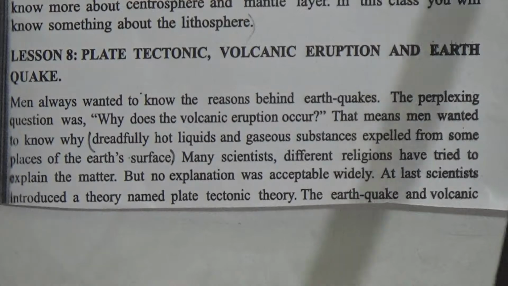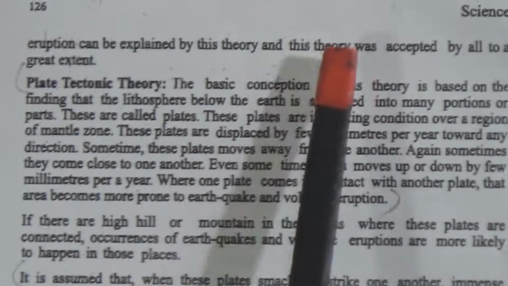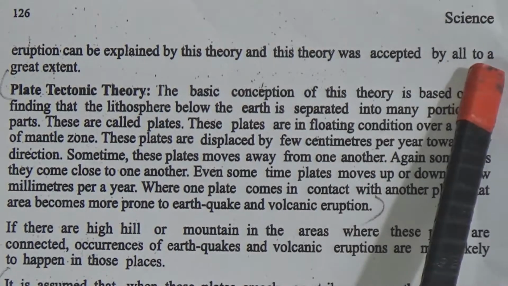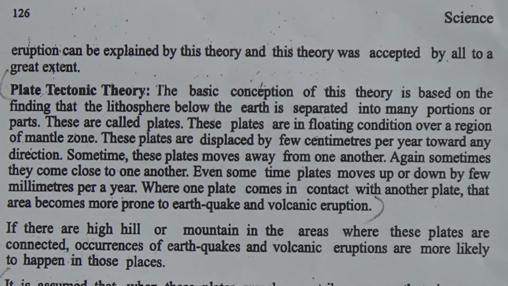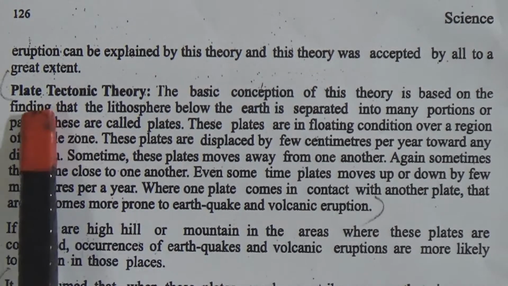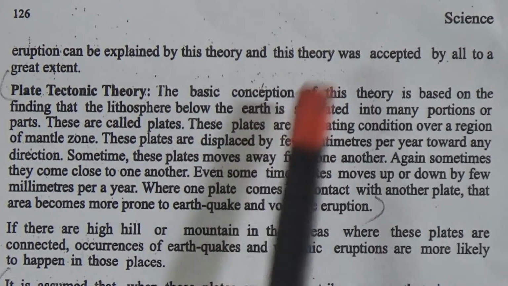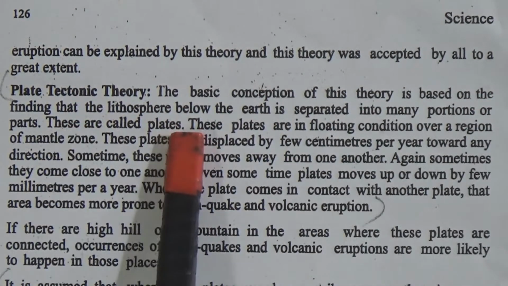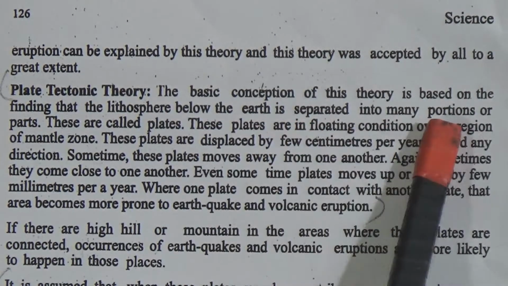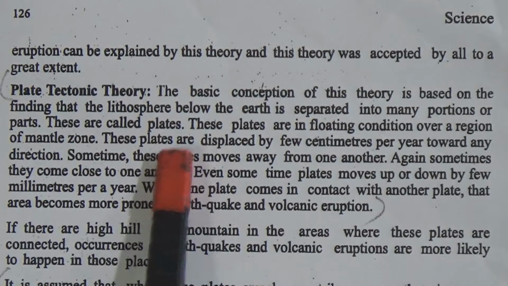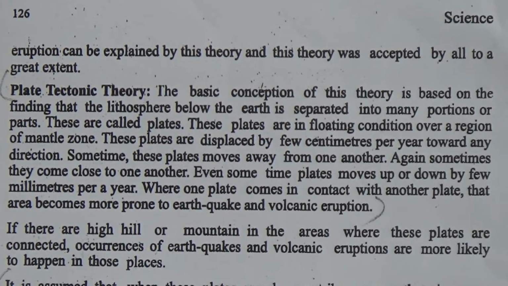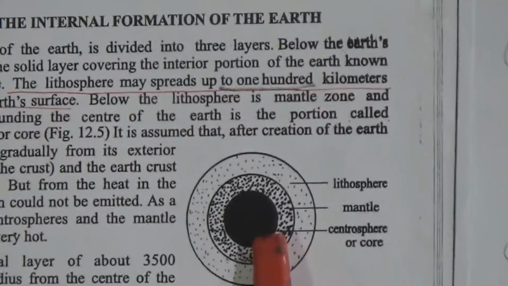The earthquake and volcanic eruption can be explained by this theory, and this theory was accepted by all to a great extent. So the scientists gave a theory, that means plate tectonic theory, and they said that earthquakes and volcanic eruptions happen because of the plate tectonic plates. Plate tectonic theory. The basic conception of this theory is based on the finding that the lithosphere below the earth is separated into many portions or parts. These are called plates. Like this, here we find three layers: lithosphere, mantle and centrosphere or core.